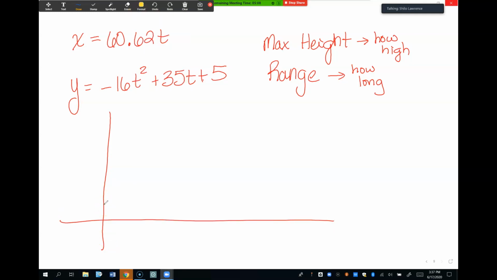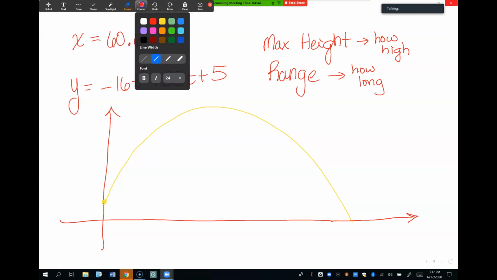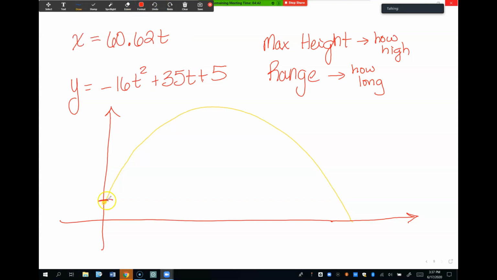So just a quick example for a projectile. So there's our initial height. Here's our initial height. Right about here is our max height.